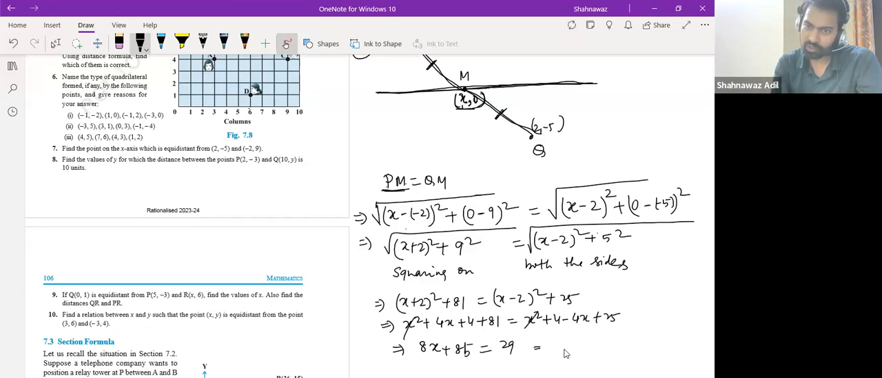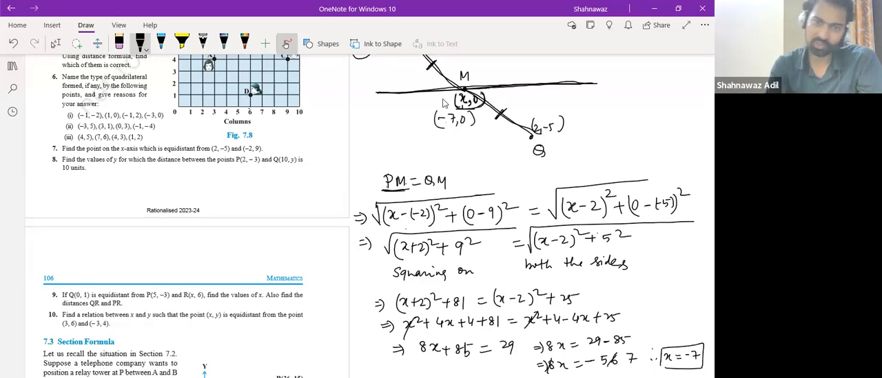So 8x is 29 minus 85. So 8x is minus 56, and so this is minus 7. So x is equal to minus 7. Right. So the point would be minus 7, comma 0. So from minus 7, comma 0, this would be equidistant. Is that clear to you guys?